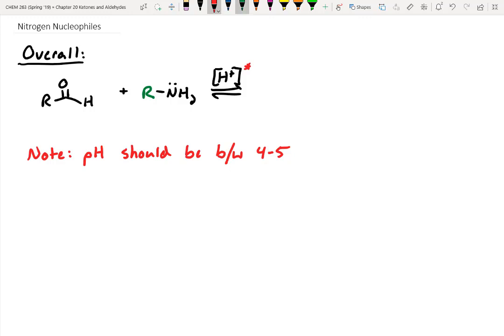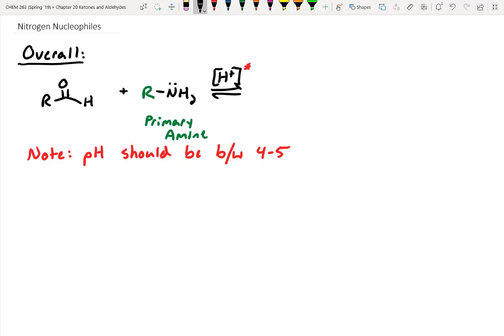All right, so the other thing to note is in this example, I'm using a primary amine. Meaning we've got one R group coming off of it, not two R groups. We will see a reaction that's similar with secondary amines, meaning two different R groups coming off of there.